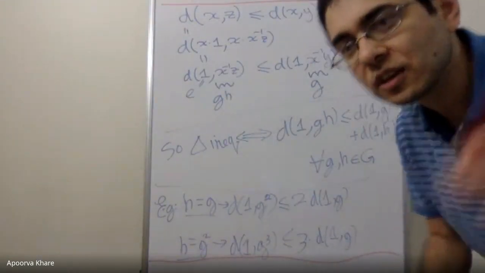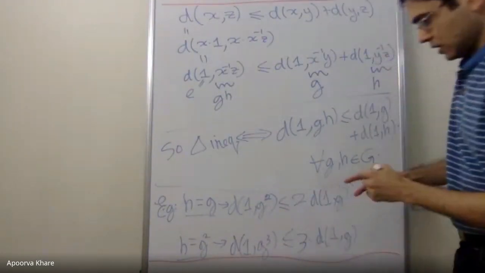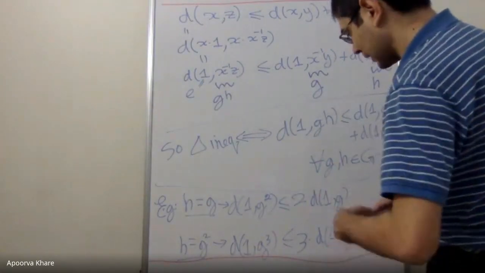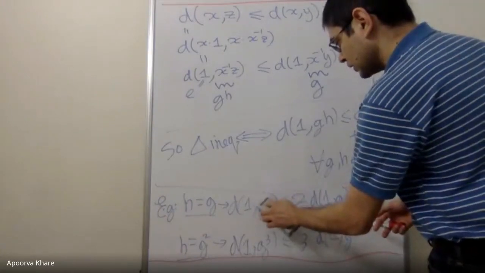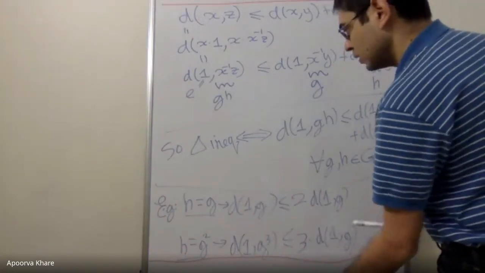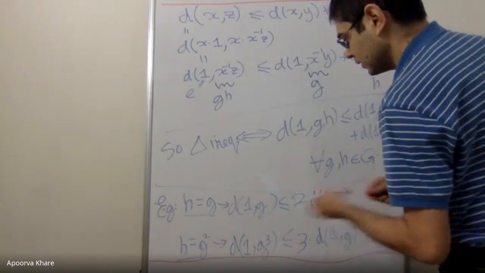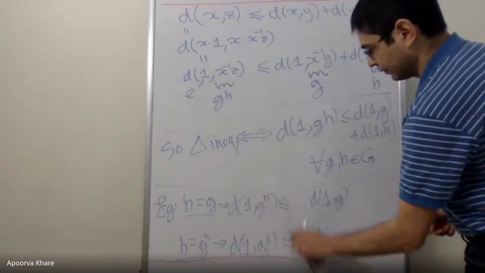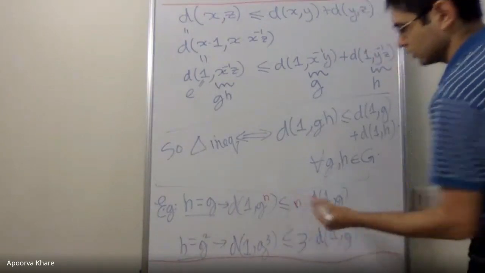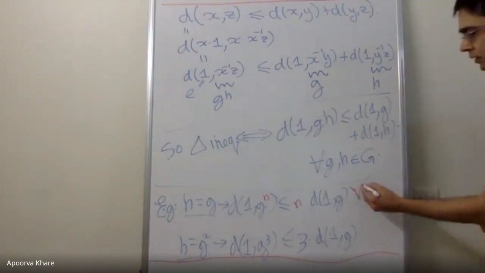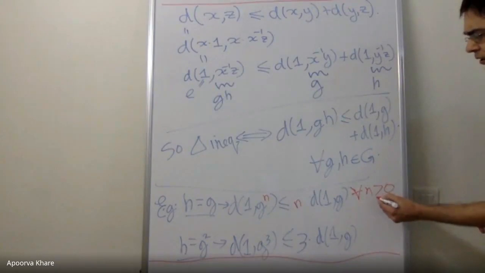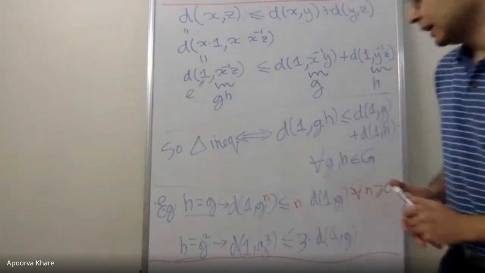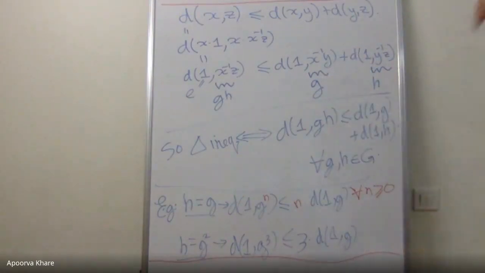Okay, fine. So this is fine. And so in general, now I can keep doing this. In particular, I can get the distance from 1 to g to the n, by induction, is less than or equal to n times the distance from 1 to g, for all n bigger than or equal to 0. But you can also do this for all n less than 0. Anyway, that comes from the symmetry assumption.